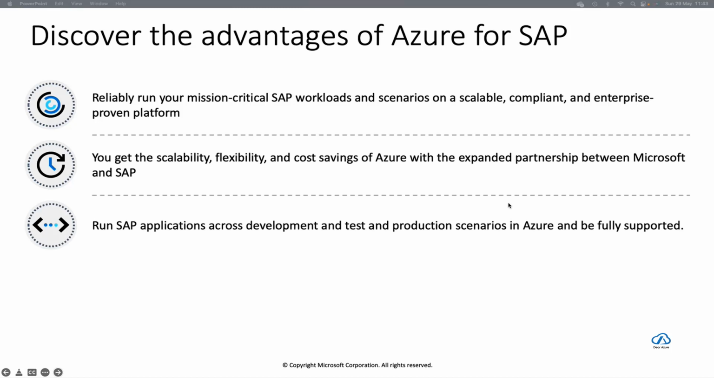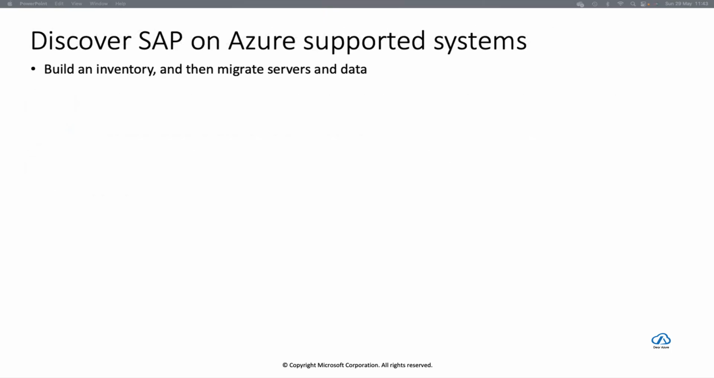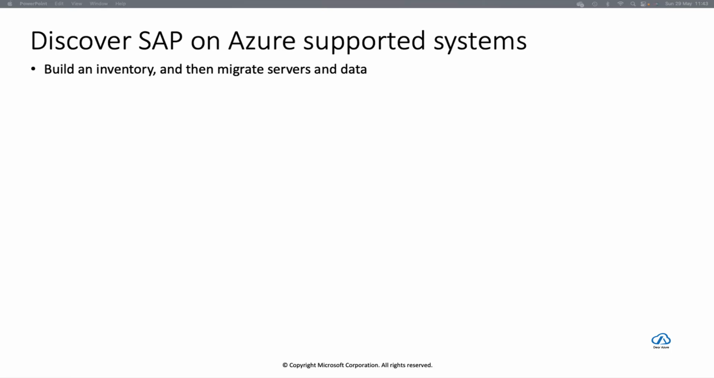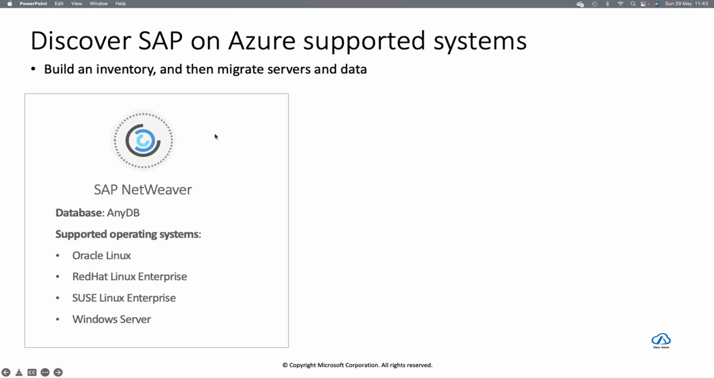We then have that you can run SAP applications. It can be related to test or dev, or let's say for the prod scenarios as well in Azure. We then have SAP, which can be moved up. We can try deploying SAP on Azure supported systems. So here you see we can go up with the Azure supported systems to build an inventory, or we can even migrate the servers and data. So we have the support. When you say NetWeaver, you can have the DB with any DB, and all the supported operating systems that we have.